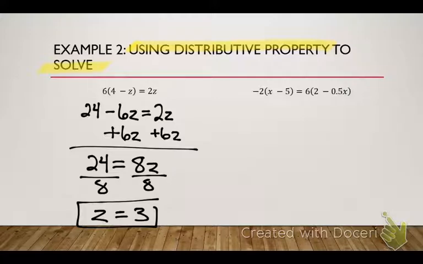What's negative 2 times x? Negative 2x. What's negative 2? Guys, this is not minus. This is multiplication. What's negative 2 times negative 5? Positive 10. That's why I have a plus sign there. That's where the plus sign comes from, because when I multiply them, the result is positive. Do you see that? If the result was negative, what sign would I put there in front of 10? A subtraction sign. It's the same thing.